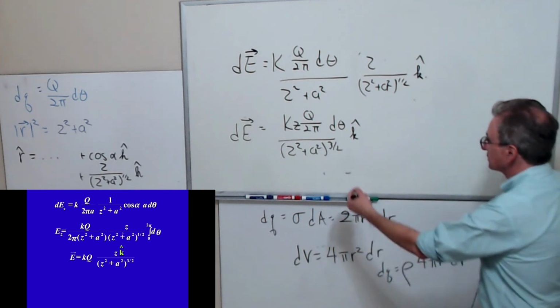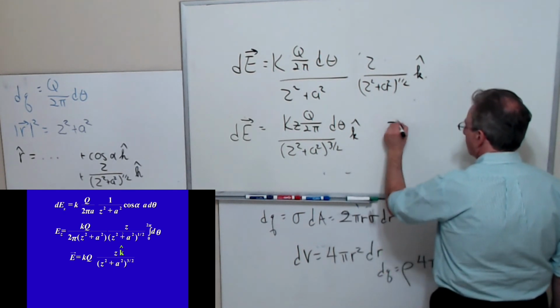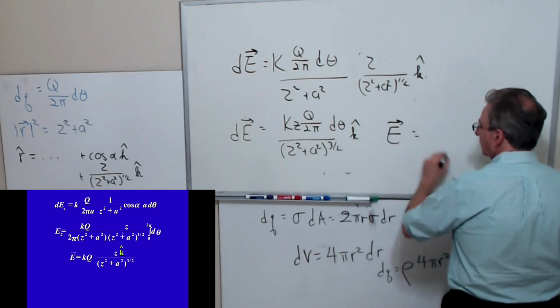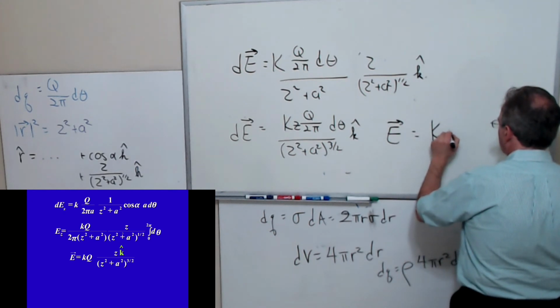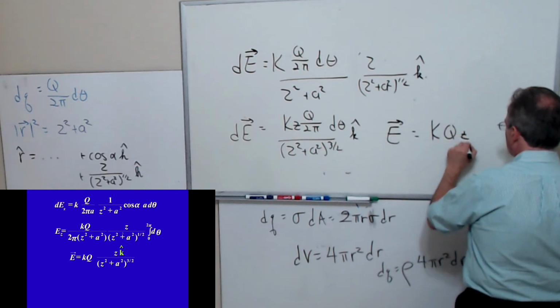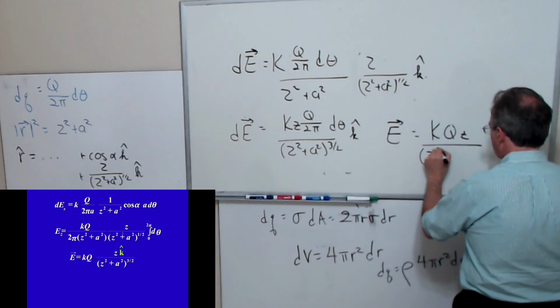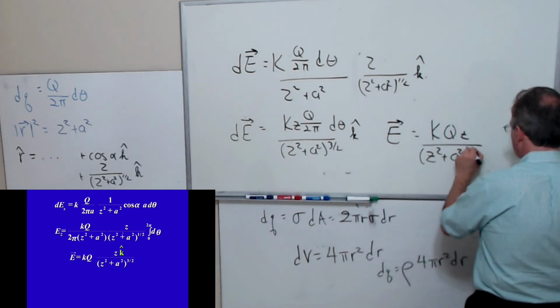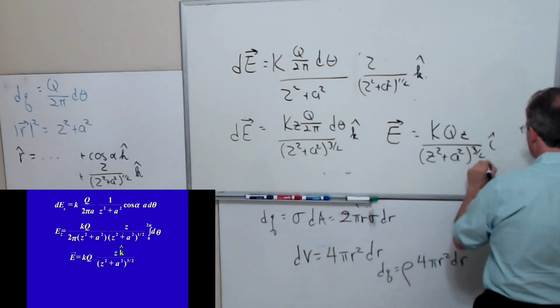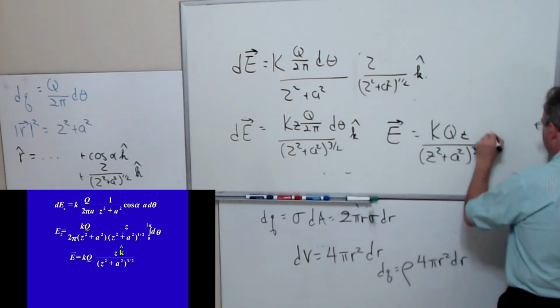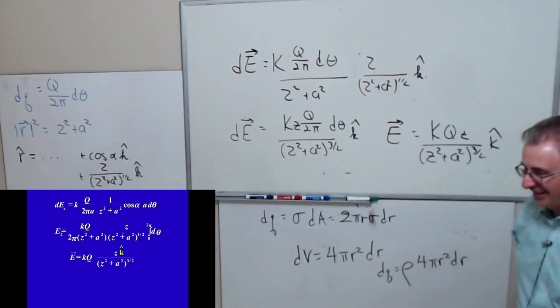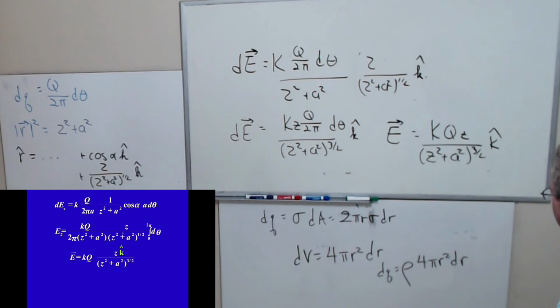So when I integrate this, I get a 2 pi that comes out. I'll write it like this, so it's easier to see. That's it.